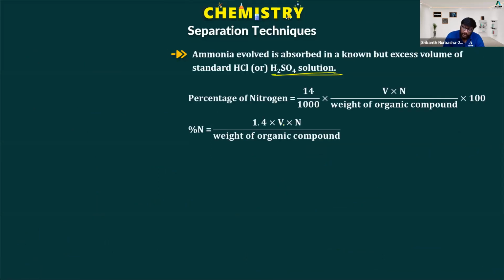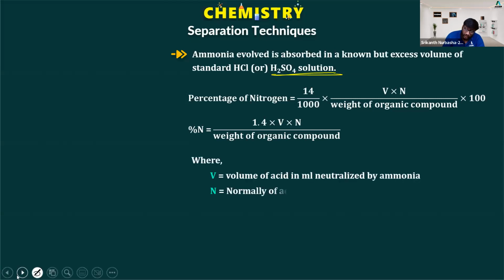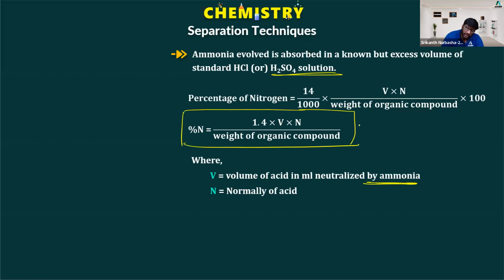Percentage of nitrogen is equal to 1.4 into V into N divided by weight of organic compound, where V is the volume of acid in ml neutralized by ammonia. Yes or no? How much acid is neutralized by ammonia? That means how much acid is left out, that is neutralized by ammonia. N is the normality of acid. Everyone got this formula or not, students? We have to apply this formula only. Don't worry about the derivation part. We have just derived it in class so that you can understand how this formula came. So percentage of nitrogen is equal to 1.4 into volume of acid reacted or neutralized with ammonia into N, the normality of acid, divided by weight of organic compound.